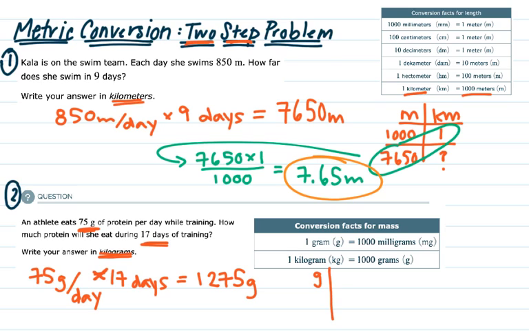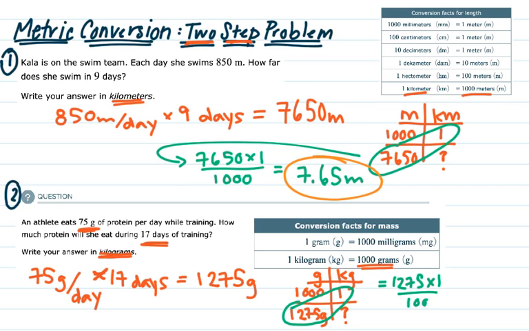So again, we go grams to kilograms. And it turns out that 1,000 grams is equal to 1 kilogram. So we know we have 1,275 grams, and we want to know how many kilograms. So again, we'll cross multiply. We get 1,275 times 1 divided by 1,000. We're going to get an answer of 1.275 kilograms.